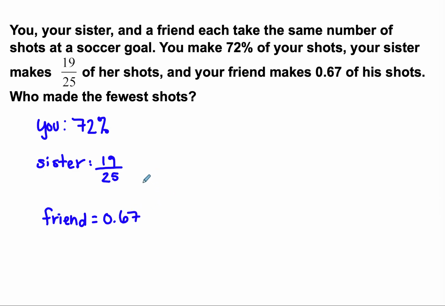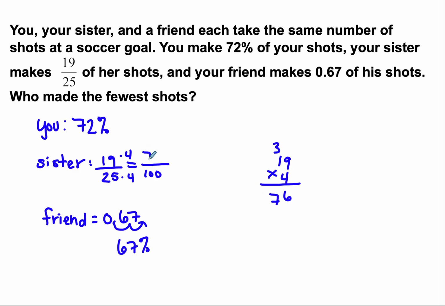All right, let's see. I think I'm going to make them all percents. So I'll start with the friend. Move that decimal 2 places over. That's going to be 67%. All right, sister. I know that I can multiply 25 by 4 to make it 100, because remember, percent means out of 100. So I would do 19 times 4. I'm going to do that math off to the side. 9 times 4 is 36. 4 times 1 is 4, plus 3 is 7. So 76 out of 100, which is 76%.